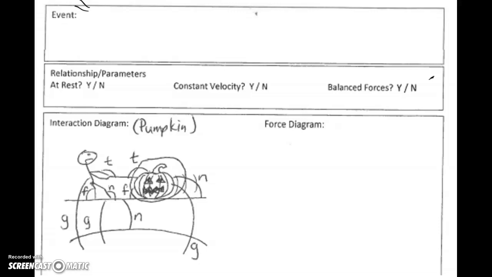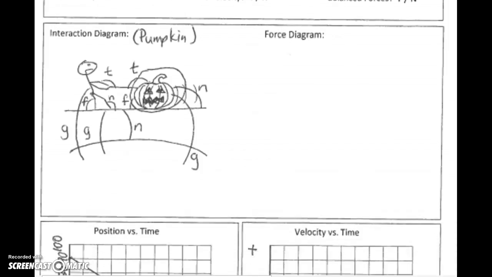Okay, let's take a look at the problem with the pumpkin. Here's the solution for this one. Let's take a look at the basic ideas. Okay, we have a pumpkin here, and a person attempting to pull it to the left. It looks like I've already made the interaction diagram. Let's see what other information we have.